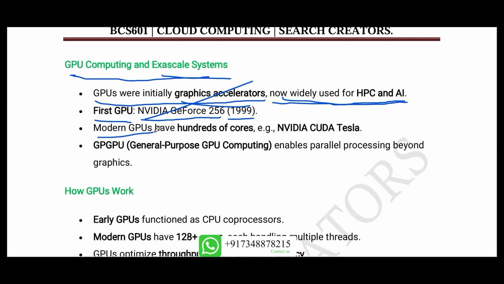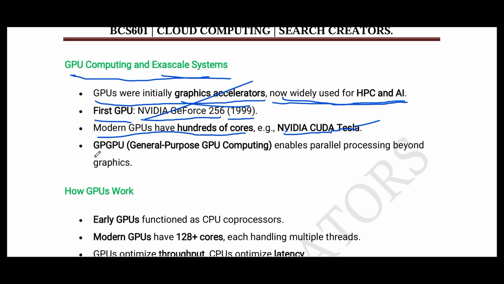Modern GPUs have hundreds of cores. Example, NVIDIA CUDA Tesla. For example, NVIDIA CUDA Tesla.